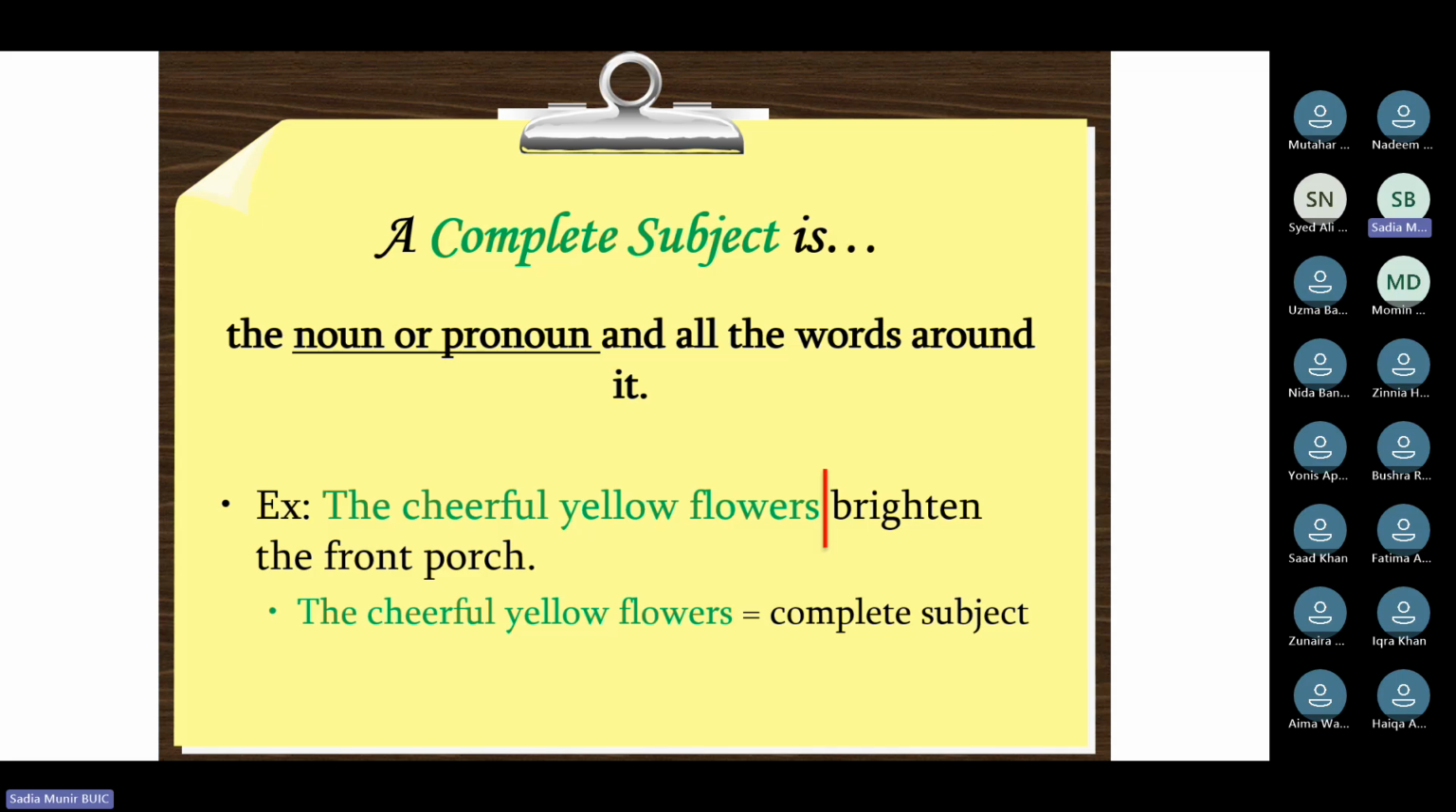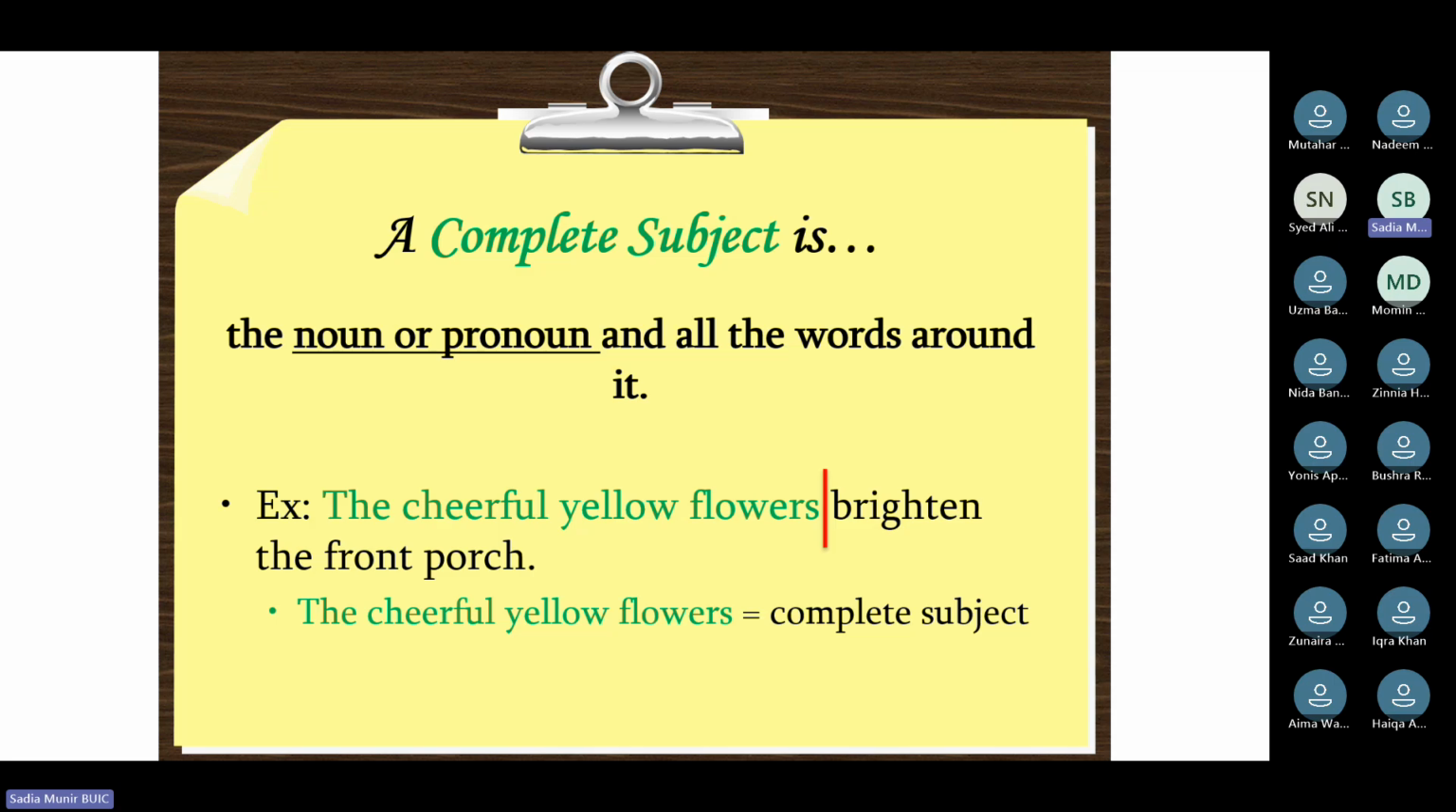Now, can you identify a noun in this sentence? The cheerful yellow flowers brighten the front porch. Which word among these highlighted green words is a noun? Ma'am, can you repeat the sentence? Yes, Nida, that's correct. Flowers is a noun.